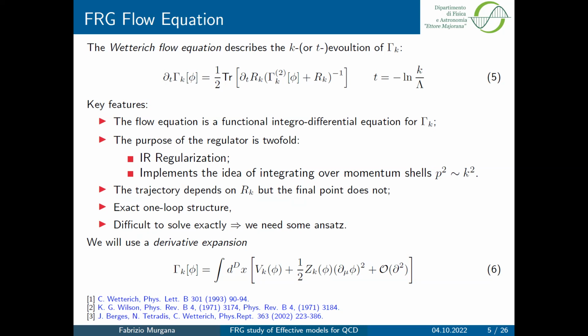And then the structure is very nice because in principle it's an exact loop structure, but it's very complicated to solve. So usually you have to rely on ansatz. And in particular, we use the so-called derivative expansion, which means that you expand your gamma k in terms of increasing power in the derivatives. So you have an effective potential, you have a wave function normalization factor, and so on and so forth. We will focus on the LPA. LPA means that the only scale-dependent term is the effective potential.